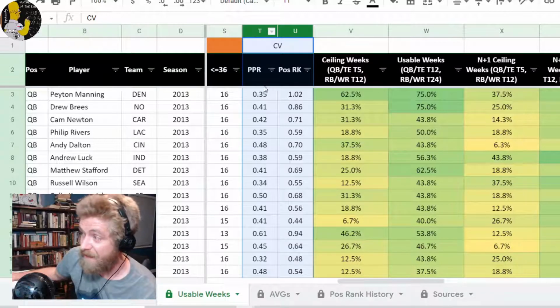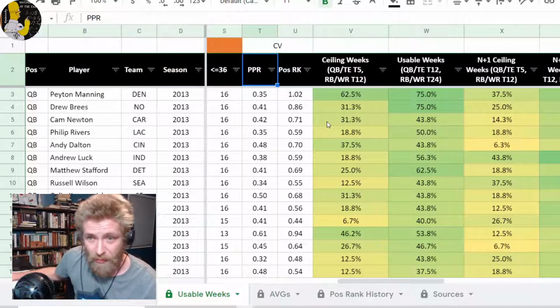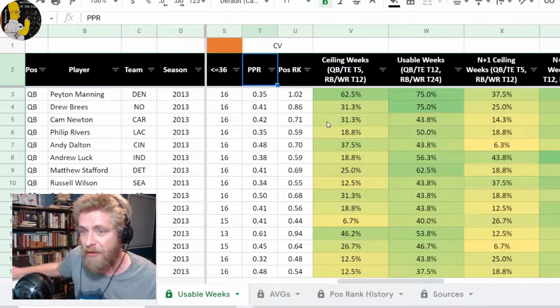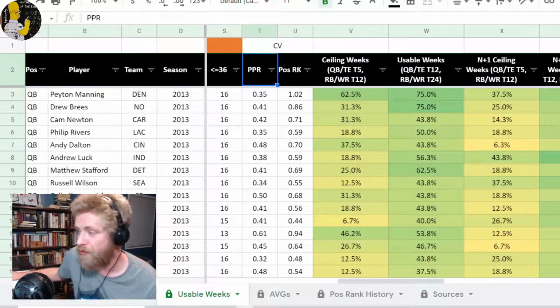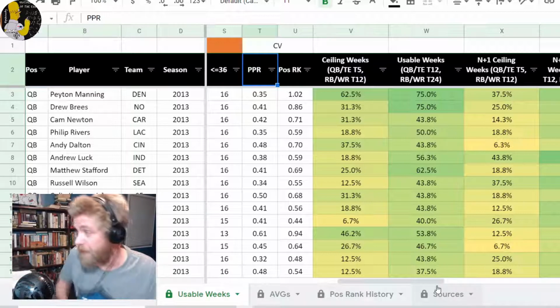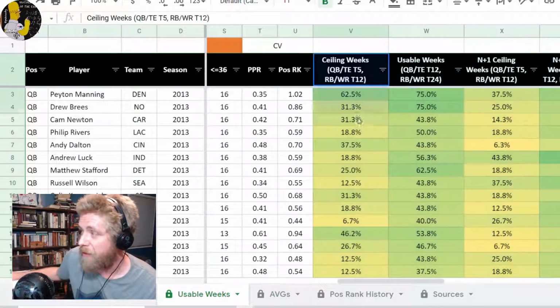And this is this player in this season's coefficient of variation across their positional rank and also across their PPR scoring. Again, I was mostly using that when looking at the average, but that meant I had to calculate it for the individual seasons, and following that you have the actual percentage that they were in the ceiling.